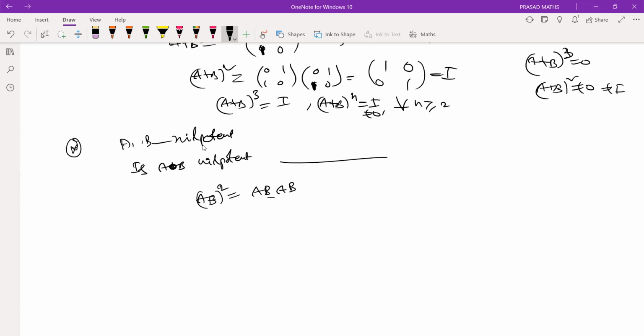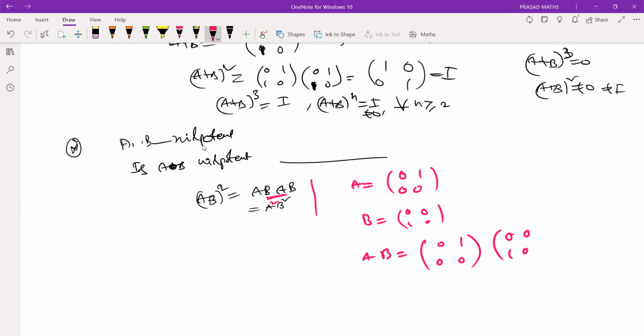In general this cannot be commutative. BA, it cannot be commutative. If it is commutative, this is A square into B square, and in that case one can conclude that it is nilpotent. But in general, AB cannot be BA. Understand? So what is my guess? My guess is it may not be nilpotent. You can take this. What is my B? 0, 1, 0, 0. What is my AB? Anybody? What is my AB? 0, 1, 0, 0 and 0, 0, 1, 0. The question is, what is the product?